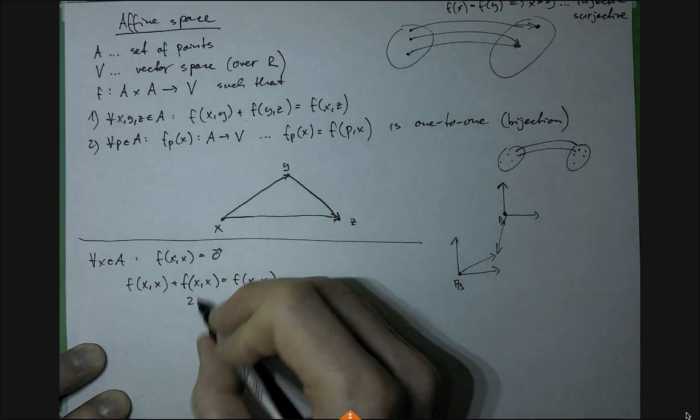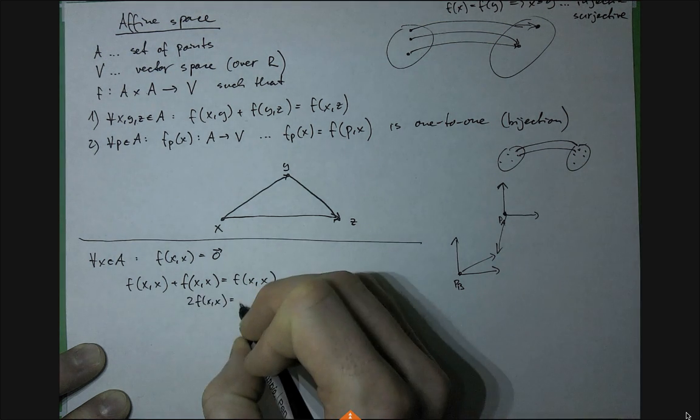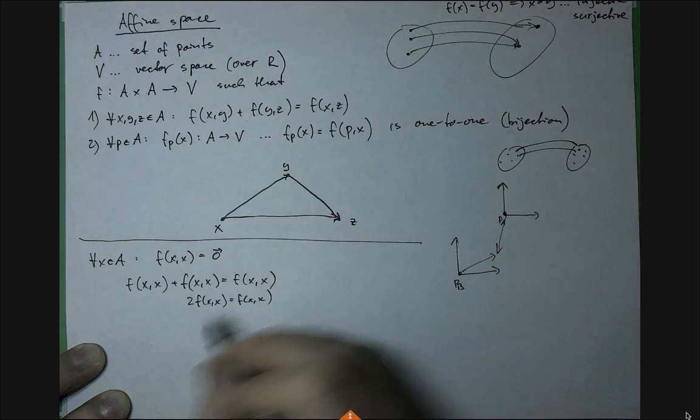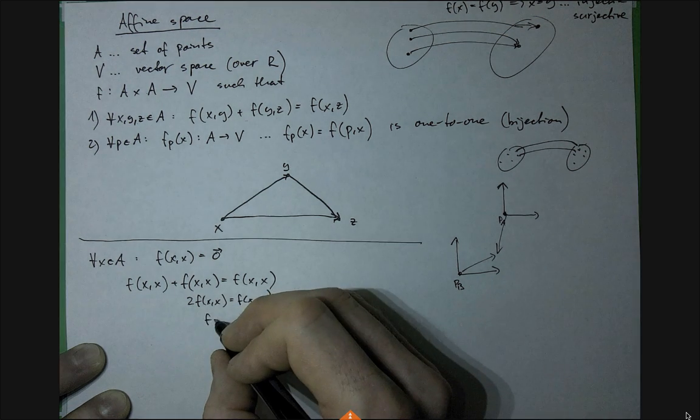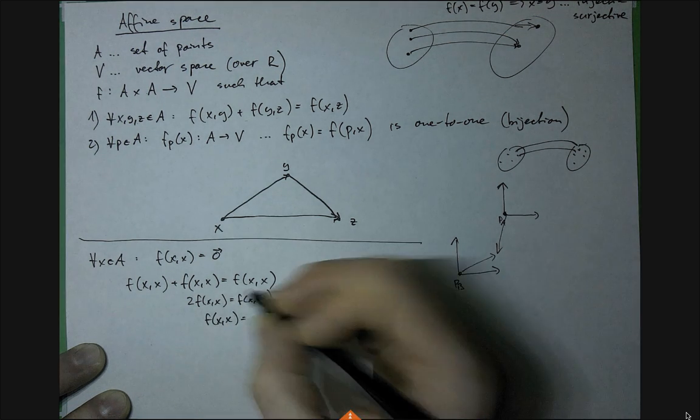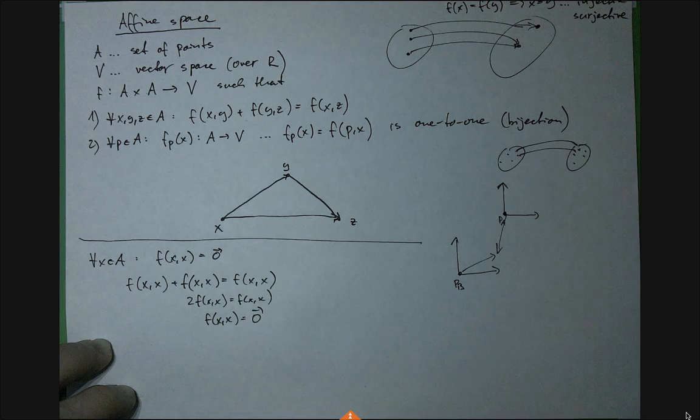Which means that 2fxx must be fxx, right? But these guys are vectors, so I can subtract them, which means that fxx must be a 0 vector, right? Trivial thing.